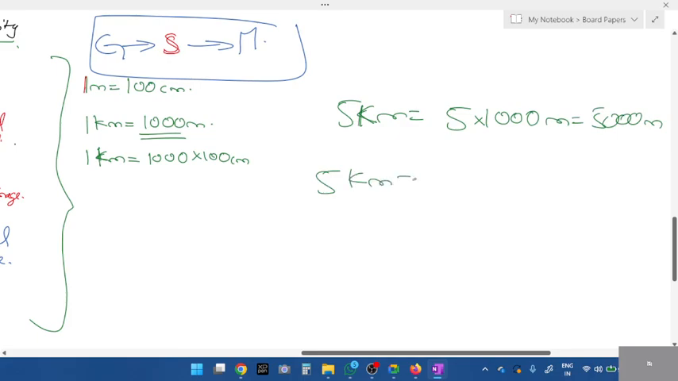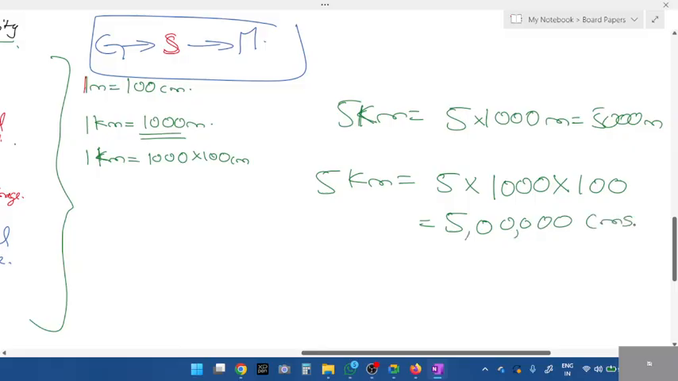Now, the same 5 kilometers, if you want to convert into centimeters, first you have to convert to meters, students. How do you convert to meters? Multiply by 1000. That meter, if you want to convert into centimeters, you multiply by 100. So 5 kilometers is how many? How many zeros, students? 5 zeros. 5 lakh centimeters. Almost all the questions ask this type of conversion. So in spite of solving so much, if you don't know how to convert, you lose 1 mark.